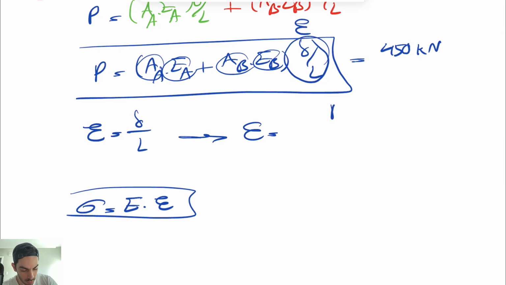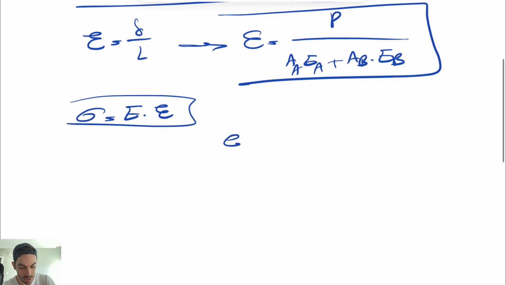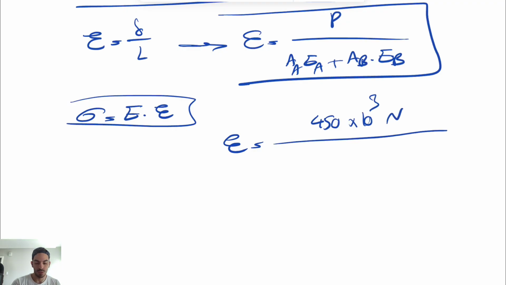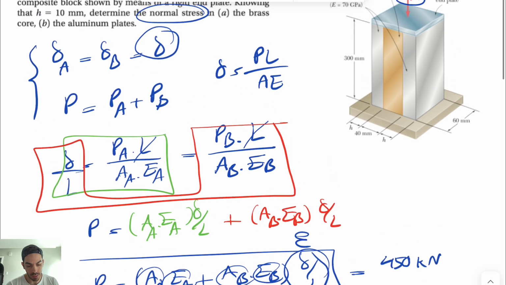So basically we're going to have the force P over the sum of the areas times elastic moduli, and we should be able to find that pretty easily. As I mentioned, the force P is 450 kilonewtons. I'm just going to do 10 to the 3 to have it in newtons. And we just have to find the area for each of these. Let's start with the aluminum.